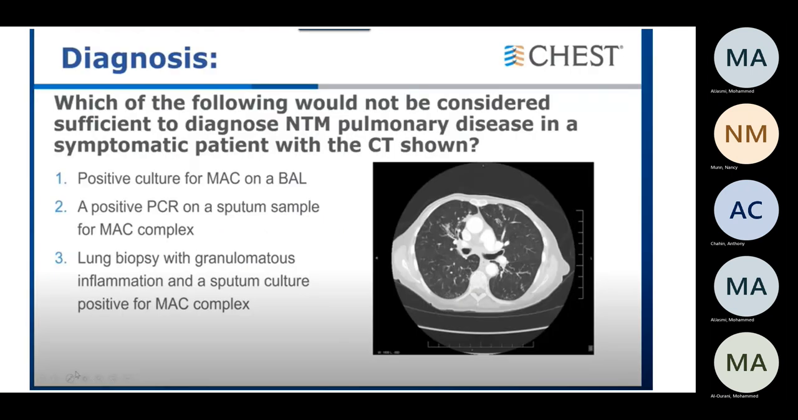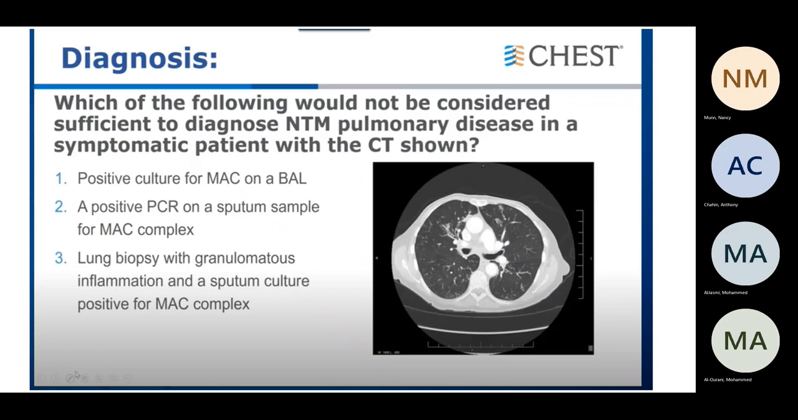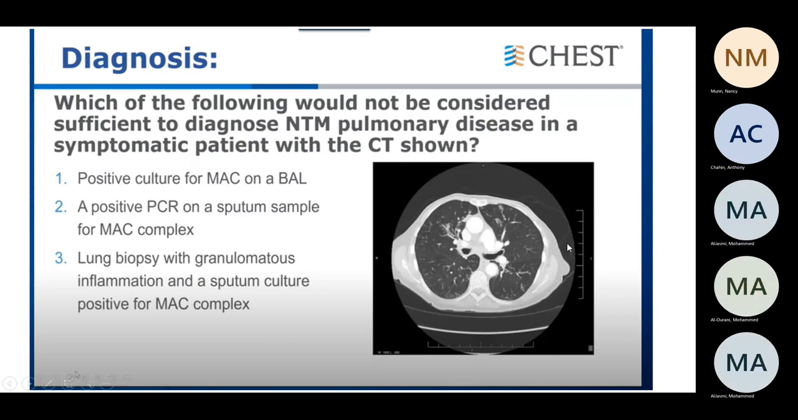This is a question regarding diagnosis of NTM. Which of the following would not be considered an option to diagnose NTM pulmonary disease in symptomatic patients with a CT shown? What do you see on the CT pictures? What is showing? It's nodules, right? There's a little bit of bronchiectasis on the right side, but there are nodules bilaterally. All right, so let's go to the question itself.